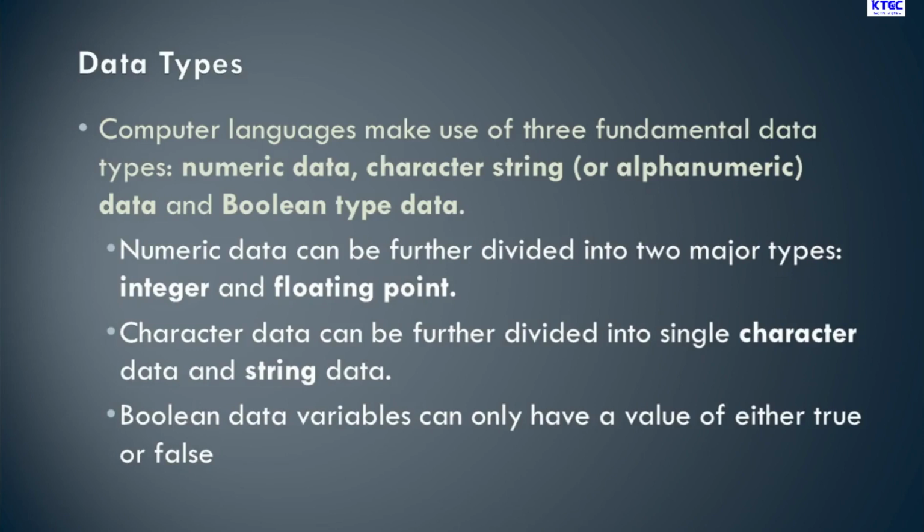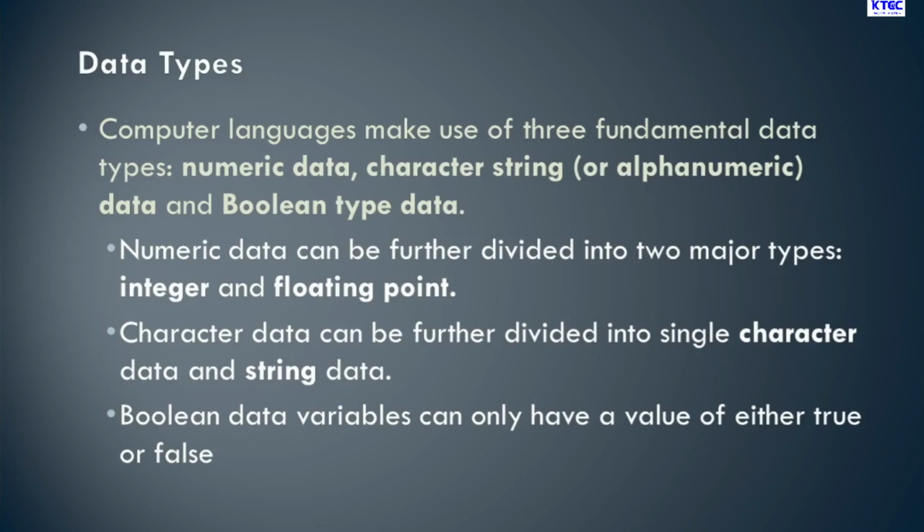So the computer has made provision for all this. We also have another data type called the character data. Character data can be further divided into single character data and string data. When we have just one letter in inverted commas, it makes it a character. But when we have a sequence of characters, maybe a sentence, in inverted commas, it becomes a string data type.